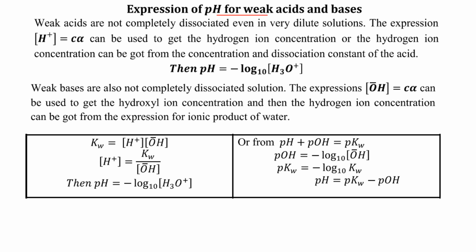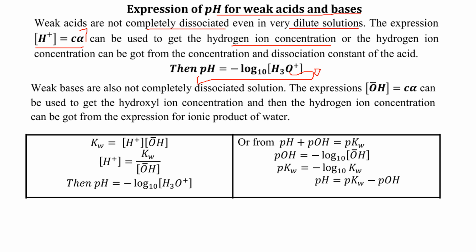Expression of pH for weak acids and weak bases. Weak acids are not completely dissociated, even in very dilute solutions. The expression molar concentration of hydrogen ions being equal to concentration times degree of dissociation alpha can be used to get the hydrogen ion concentration, or the hydrogen ion concentration can be obtained from the pH expression, which is given by pH being equal to negative logarithm to base 10 of the hydrated ion concentration. This can either be hydroxonium ions or hydrogen ions.